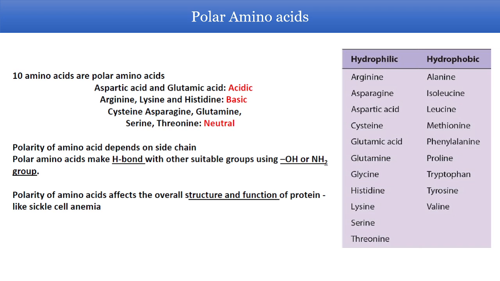So the polarity of the amino acids depends on the side chains. The polar amino acids make hydrogen bonds with suitable groups, like the OH group or the NH2 group, that interact with water molecules, making them more soluble. And the polarity of the amino acids actually affects the structure and the function of the protein, which can lead to sickle cell anemia, a severe kind of disease.